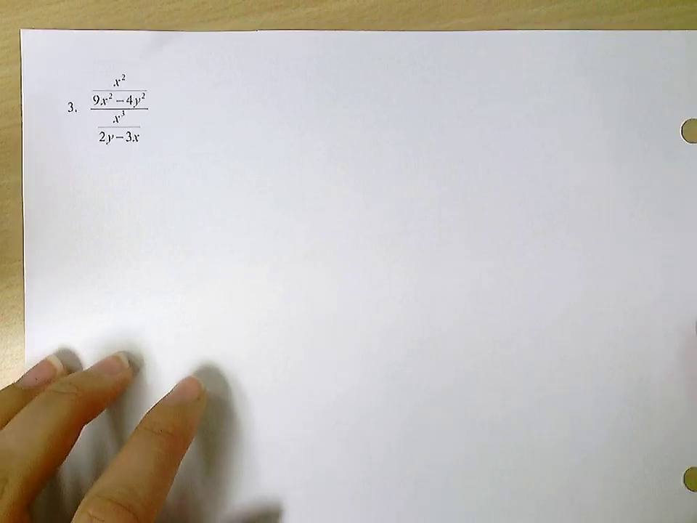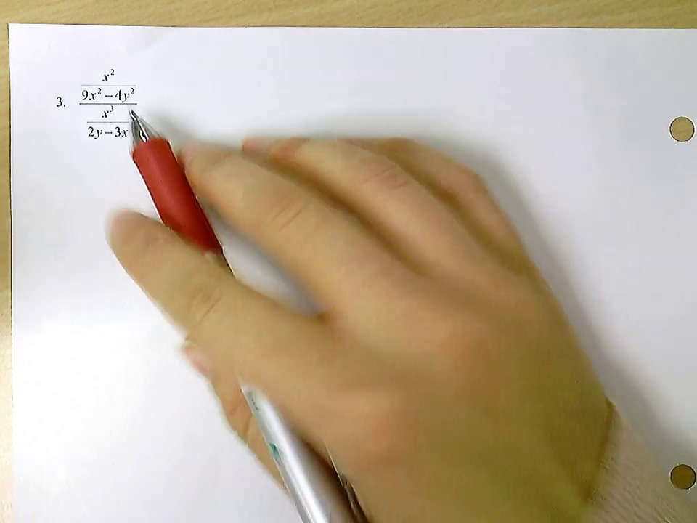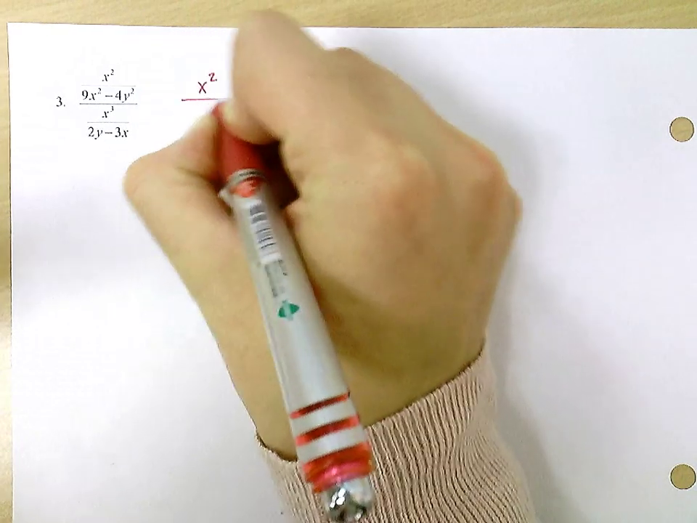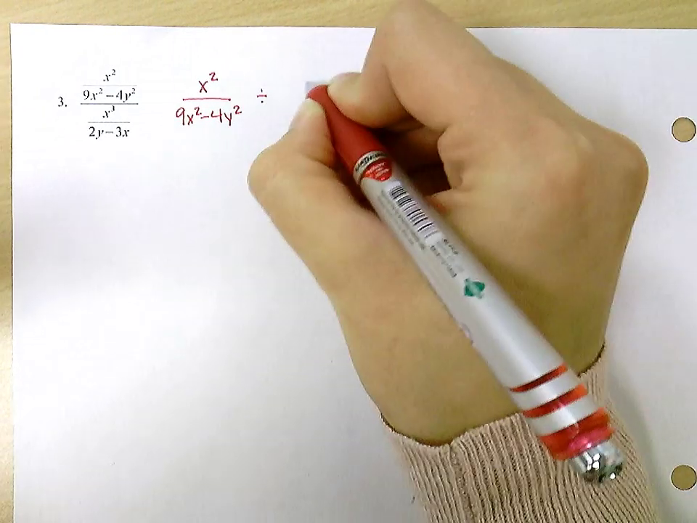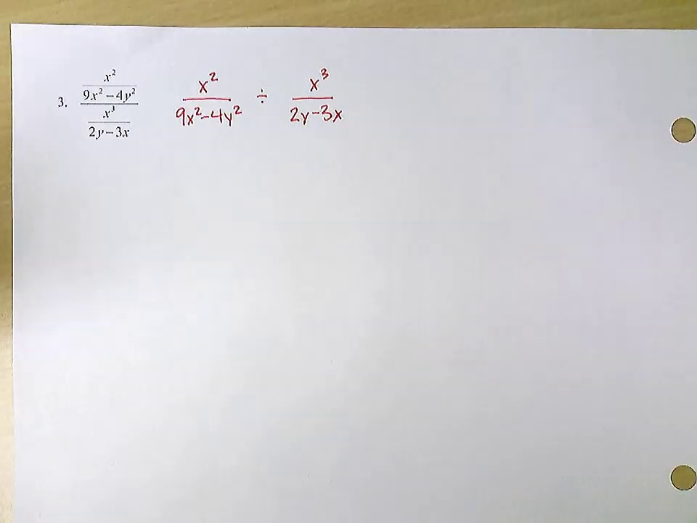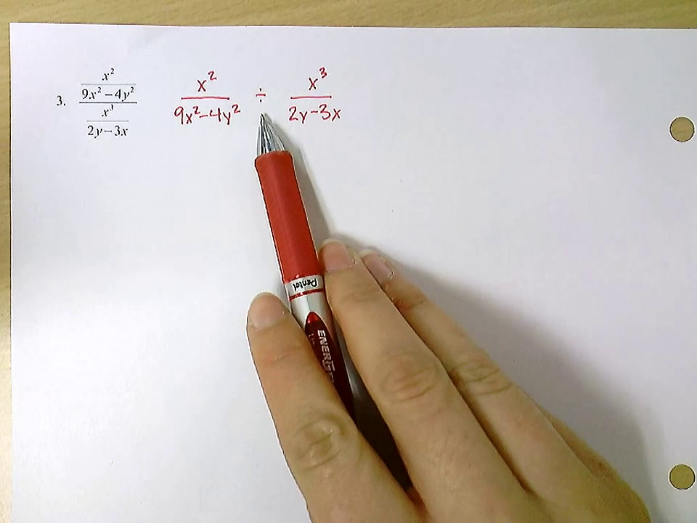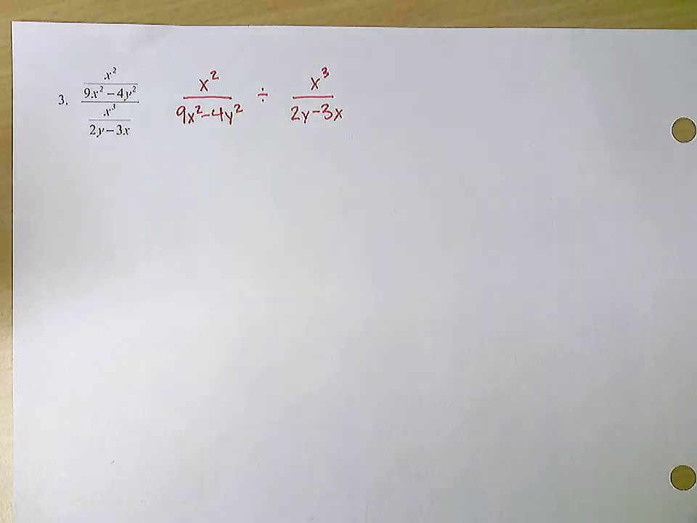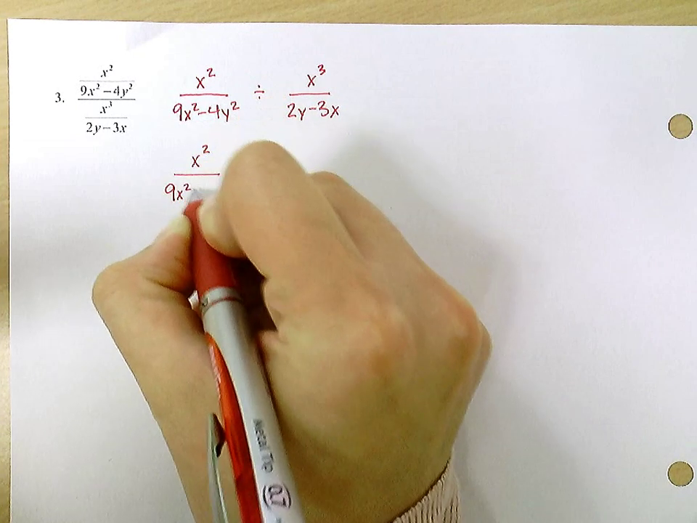All right, last example. So again, middle fraction bar here means divide. Okay, so we need to change our fractions here. So we have x squared over 9x squared minus 4y squared divided by x cubed over 2y minus 3x. Okay, so that's my first step. Change it into a division expression. Since it is division of your fractions, we need to change it to multiplication. So we multiply by the reciprocal.